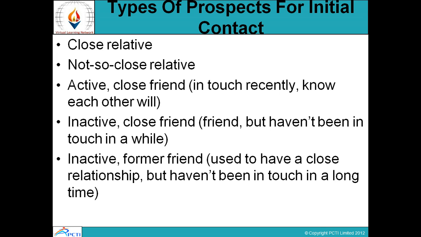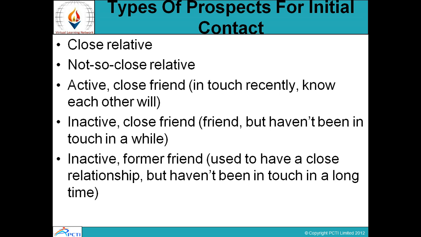Those are the people that come under the active close friend category. Inactive close friends are those friends with whom you haven't been in touch in a while. अभी आप उसके contact में नहीं हैं, but in the near future it may be possible you could be in contact with them. It is also possible that in the past, in school days or in college days, those people were in that list.